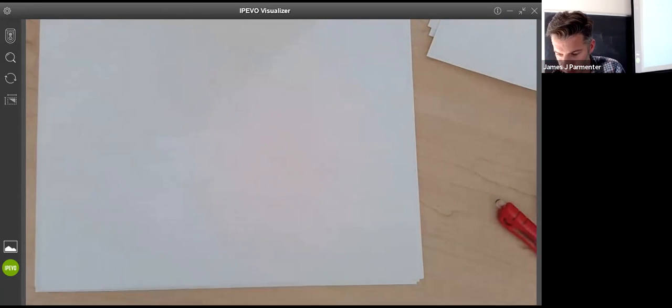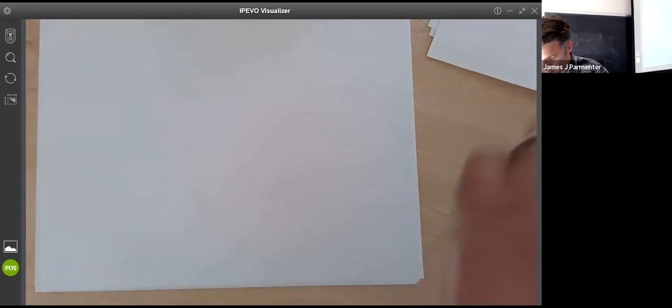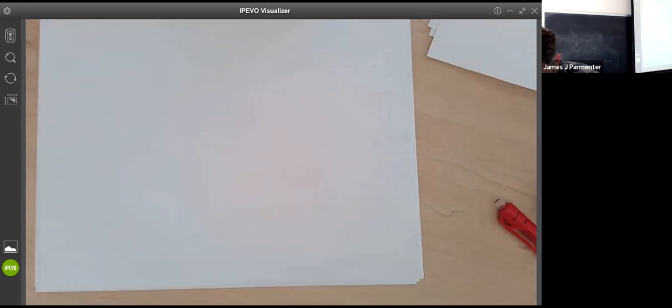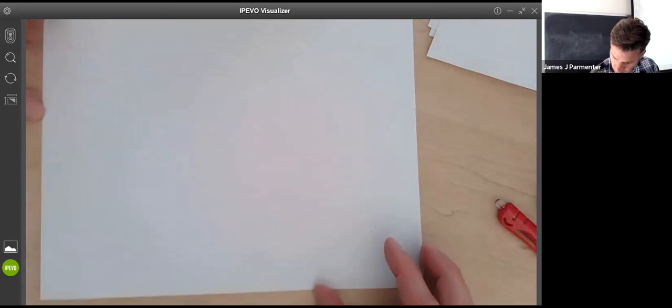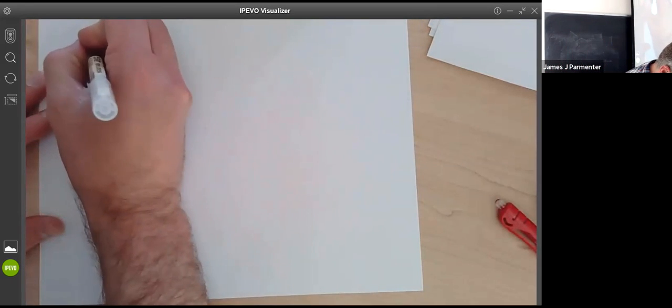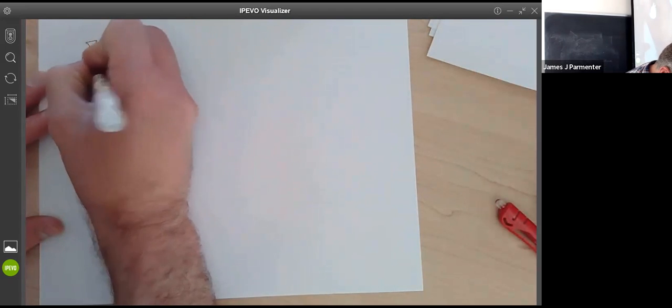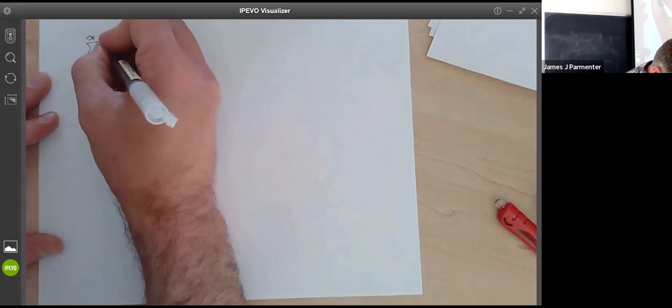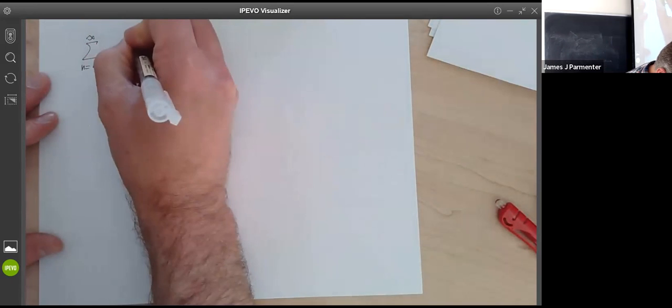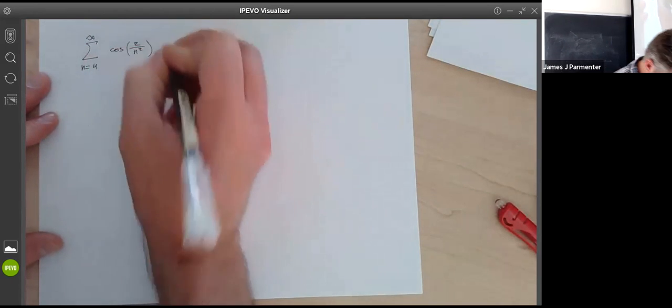I wrote lots of things down and then of course I just throw things everywhere. Let's look at a few more examples. What about this series from n equals 4 to infinity of cosine of 2 over n squared?